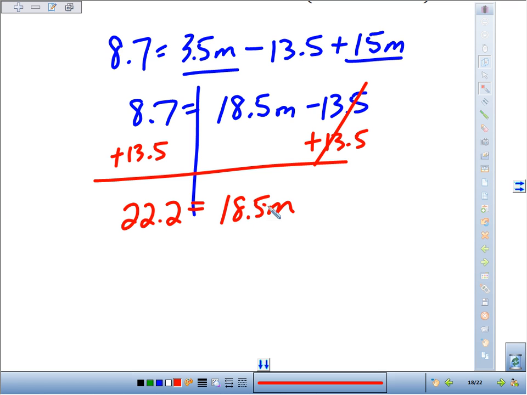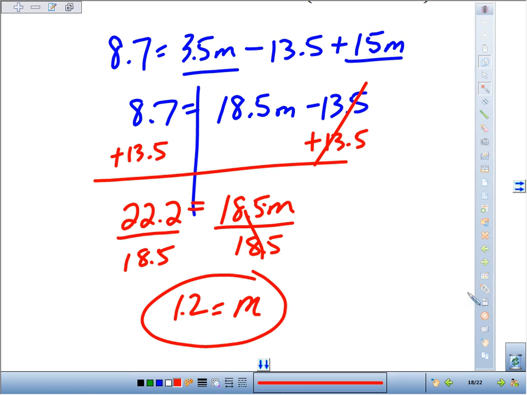Last step, get rid of the implied multiplication there by dividing by 18.5 on both sides. The 18.5s cancel, and we get m equals 22.2 divided by 18.5, which comes out to be 1.2.